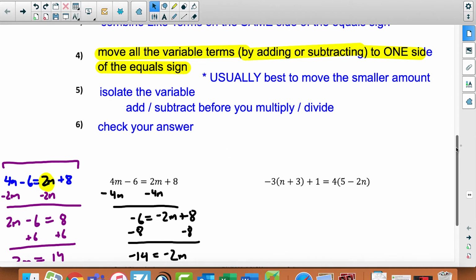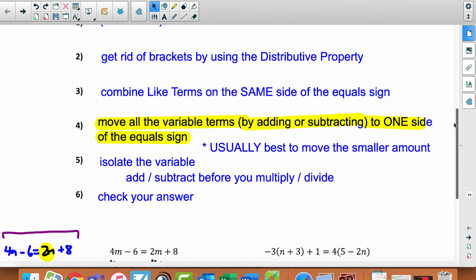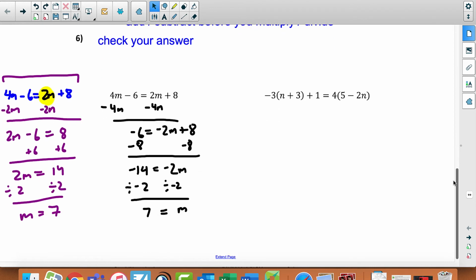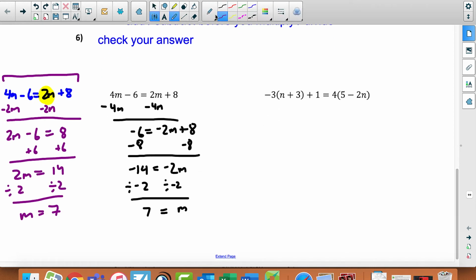Okay? Alright, let's try another one. So step 1 we're not doing. Step 2 is to get rid of brackets, and yes, we can do the distributive property here. So we have to do it here, and we also have to do it here. -3 times n is -3n. -3 times +3, it's only one negative, so it's going to be negative, and it's -9. Plus 1 equals, 4 times 5 is 20. 4 times -2 is just one negative, so it's negative. 4 times 2n is 8n.